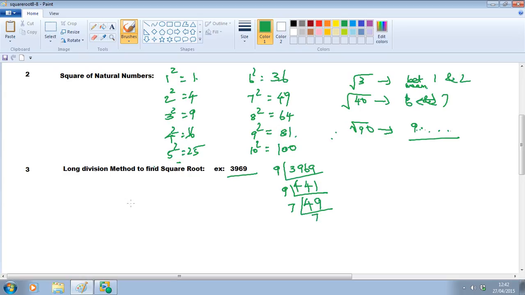Now the 3969, you can write it as 9 square multiplied by 7 square, which is equal to 63 square. So you have found the square root of this one. Square root of 3969 is equal to 63. We can now check it. 63 multiplied by 63, find out what is the result. We can counter check it.